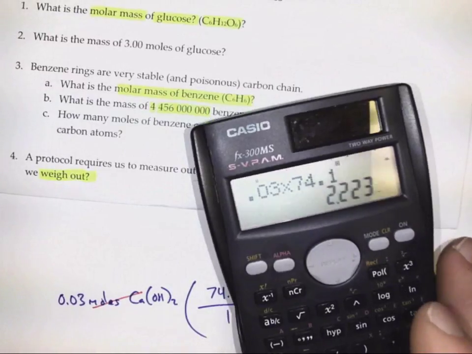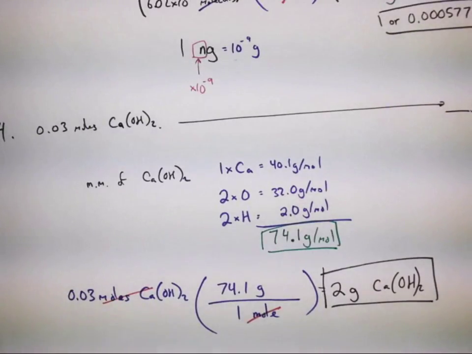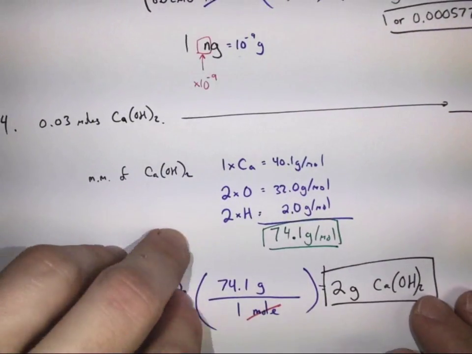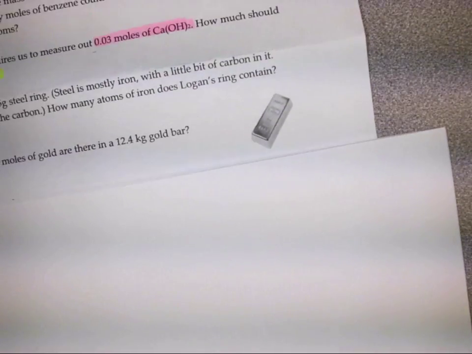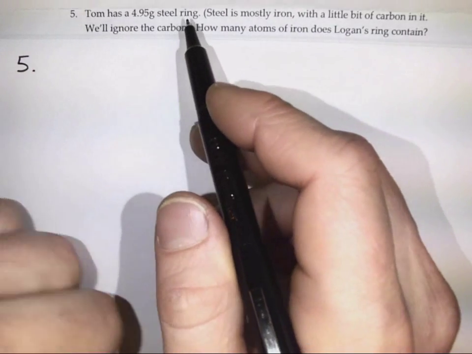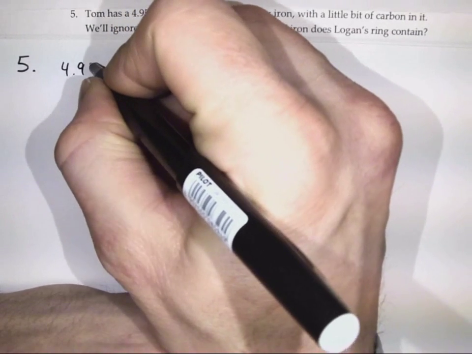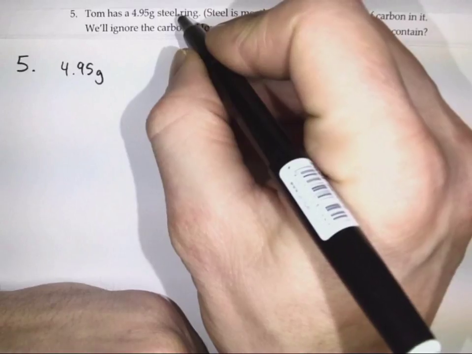We round them down to 0. All right. So let's move on. The next question is about Tom. He has a steel ring. It's a 4.95 gram steel ring, and if you ask to see it, he'll show it to you, but then he'll also tell you that actually it's not steel. It's tungsten carbide. All right, so we know that Tom has 4.95 grams of steel.